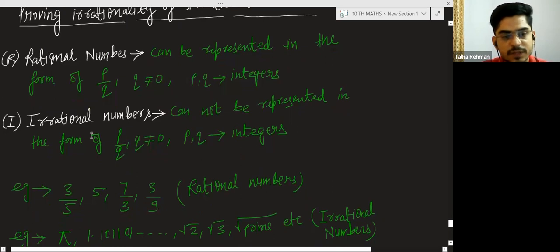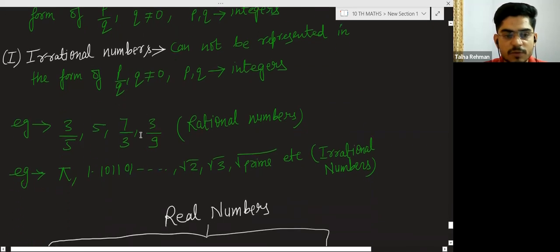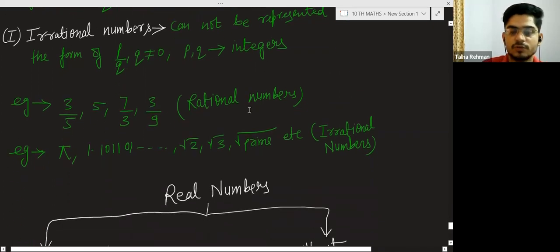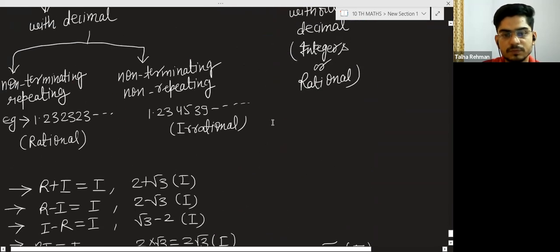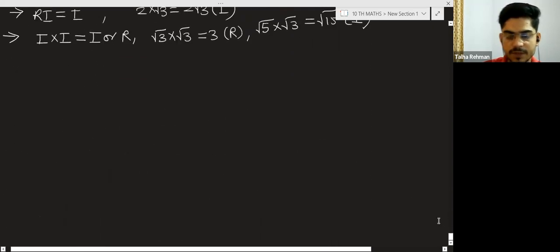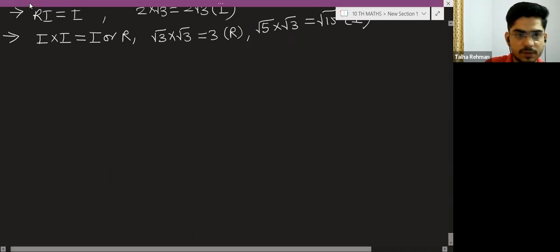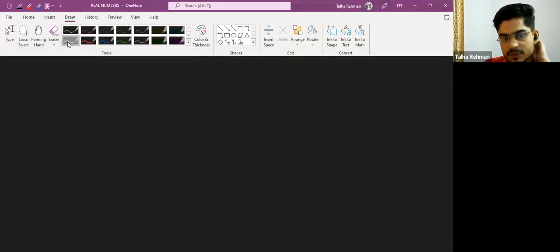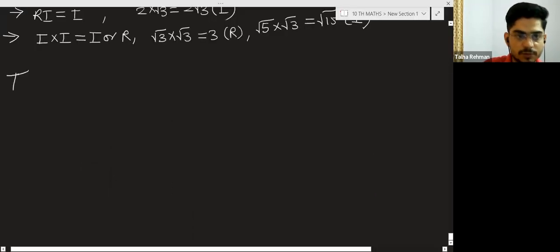So this is the idea about the rational and irrational numbers. We can represent rational numbers in the form of fractions, and we cannot represent irrational numbers in the form of p upon q. So this is the basic idea about the real numbers. Now there is a theorem in your 10th class.